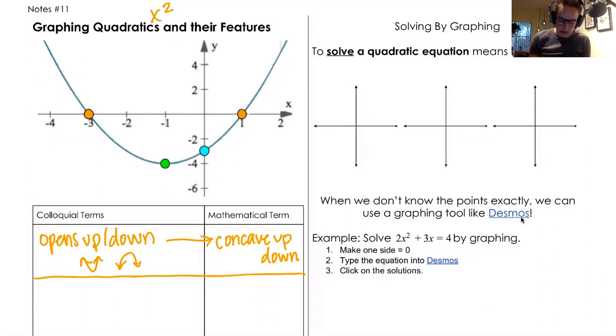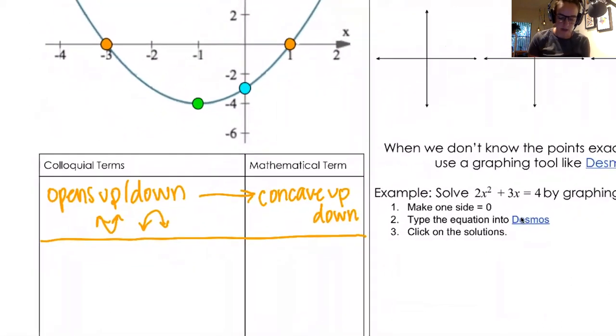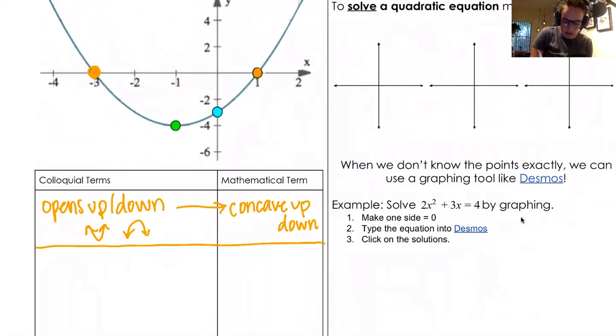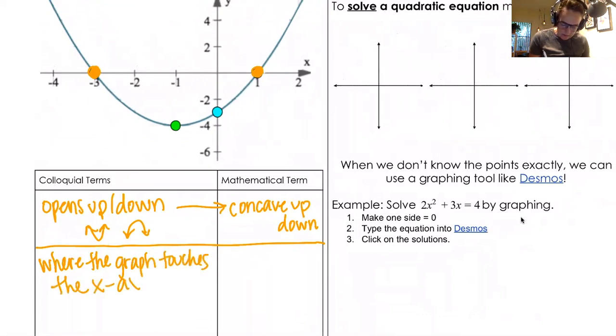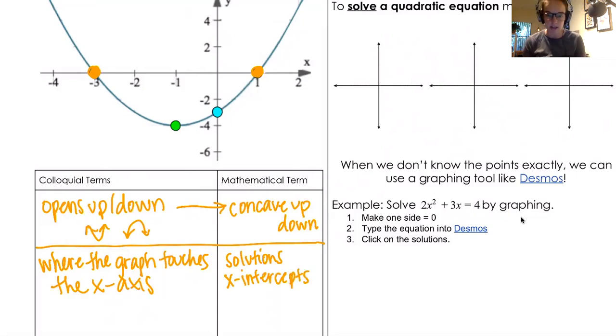Then you might say, okay, there are some important points here. So we're going to talk about the important points on this graph, and I'll start with the orange dots. The orange dots are where the graph touches the x-axis. There are a few names for these. The biggest one is solutions. These are the solutions to our graph. They're also known as x-intercepts because it's literally where it intercepts the x-axis.